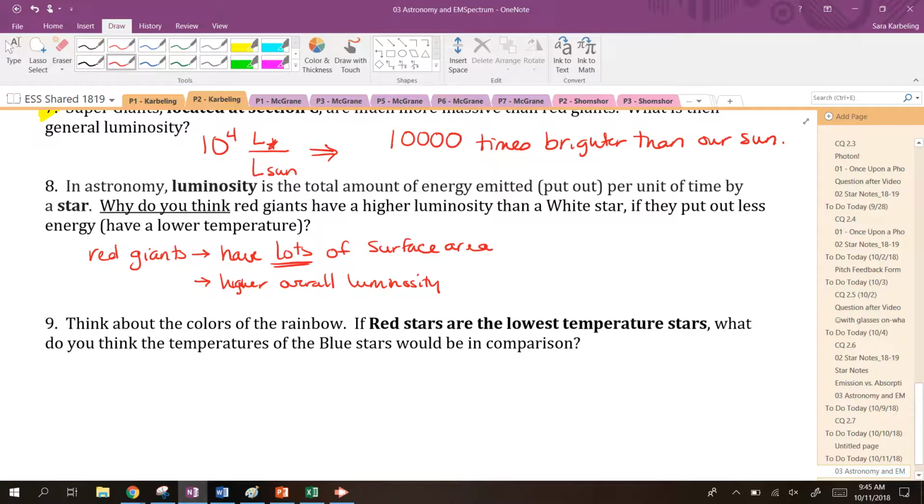Question number 9, think about the colors of the rainbow. You've got this one. If red stars are the lowest temperature, what do you think the temperature is of a blue star? Go, Mariana. Oh, go, Hannah. Or you guys can say it in unison. Go ahead. Blue is what? Highest. Absolutely. Yep. Blue stars are very hot.